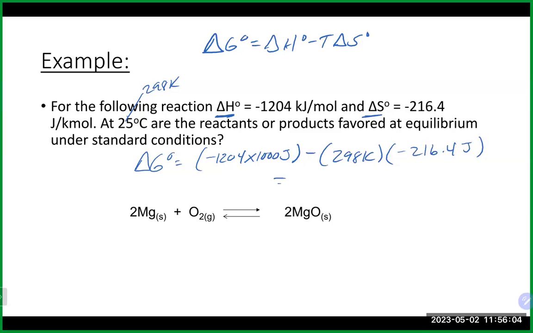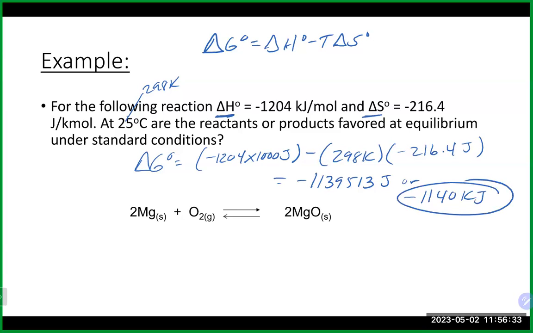So if we do that, we are going to get minus 1204 times 1,000 minus 298 times minus 216.4 in this case. That's going to give us negative 1,139,513 joules. Again, I'm going to convert it back now into kilojoules by dividing by 1,000. Negative 1140 basically kilojoules here. Any questions on that calculation?